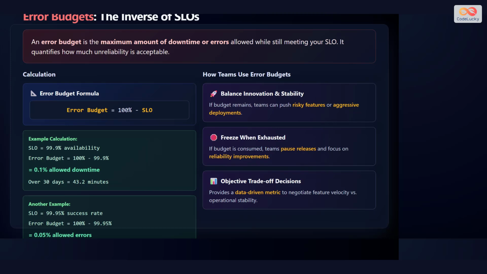When setting SLOs, consider the business impact of downtime, your infrastructure costs, and your engineering capacity. Higher SLOs require more investment but provide better user experience. The key is finding the right balance for your specific service and users.